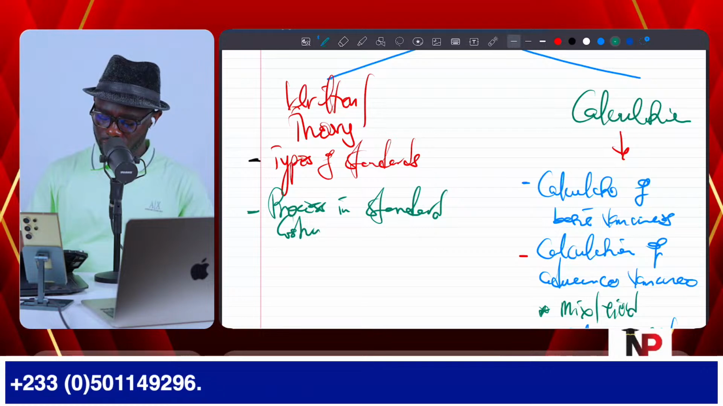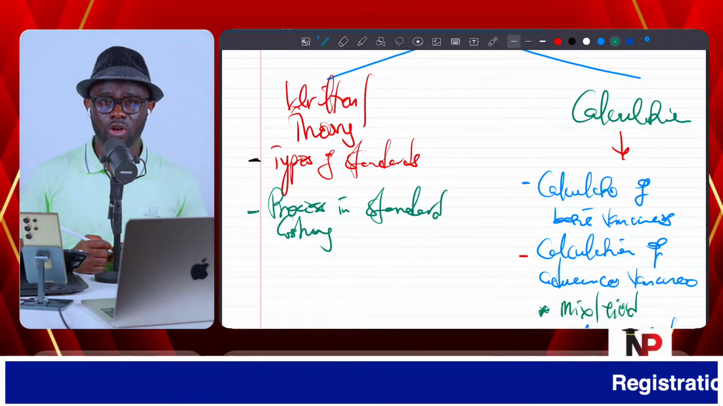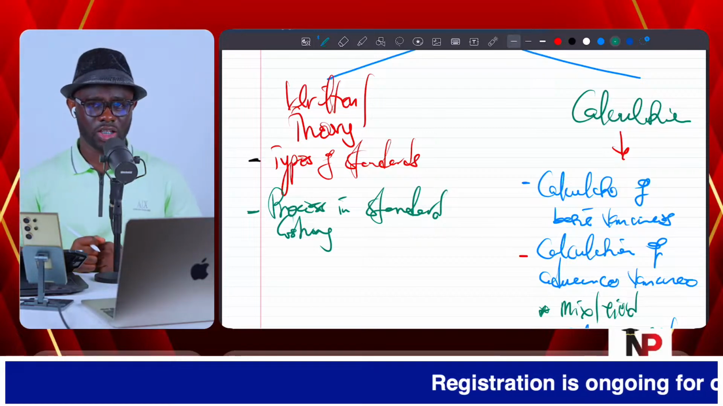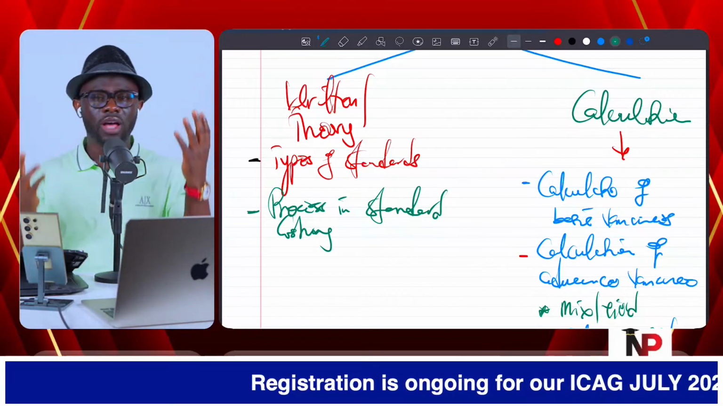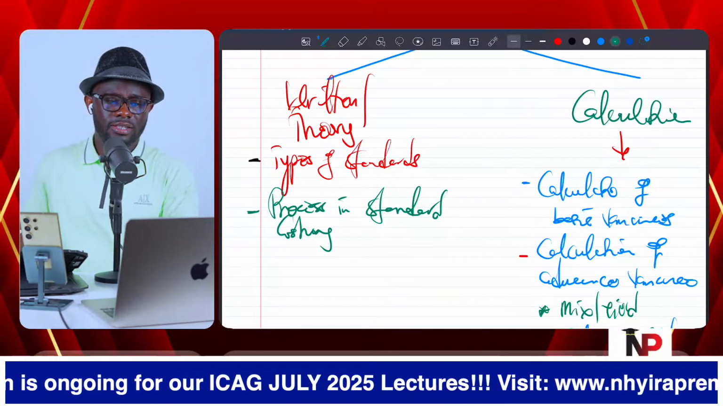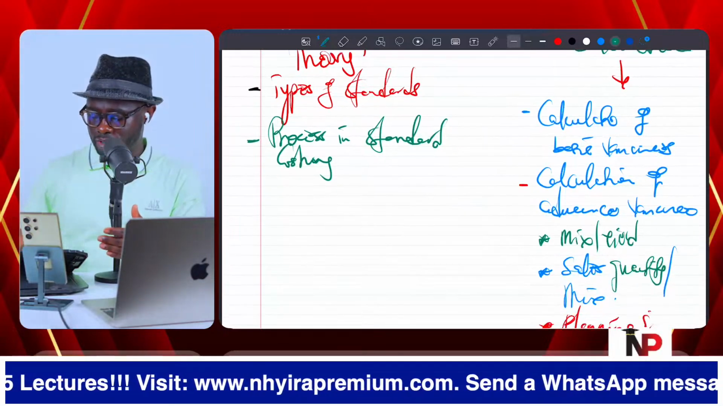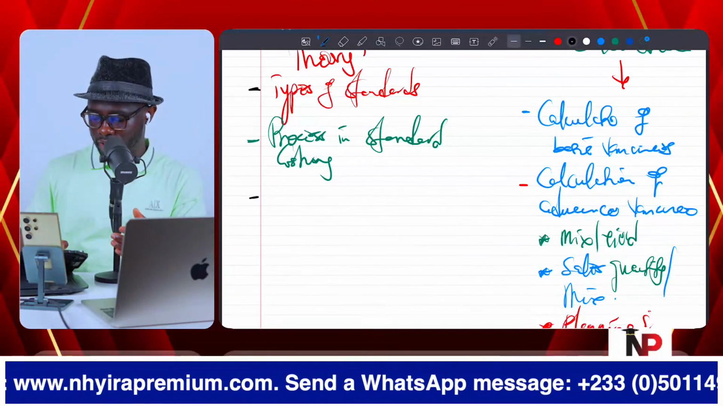So what are the processes involved? We need to establish the cost. We collect the actual information. We compare, and then we analyze the variance and take any remedial action that has to be taken. And so the processes involved are very important. We need to know about that.